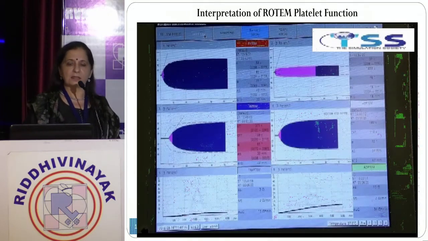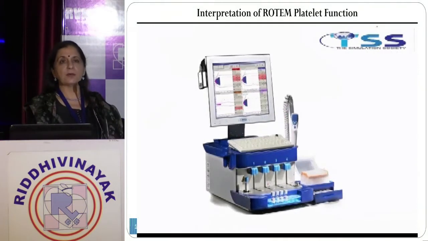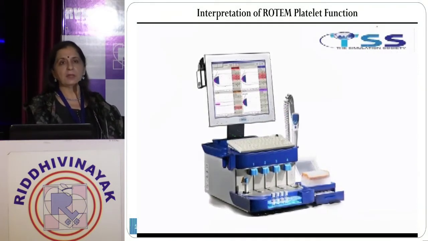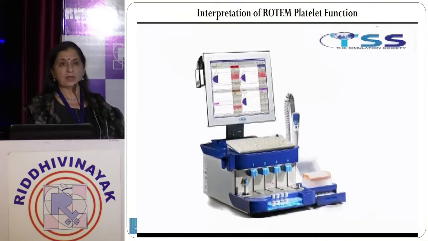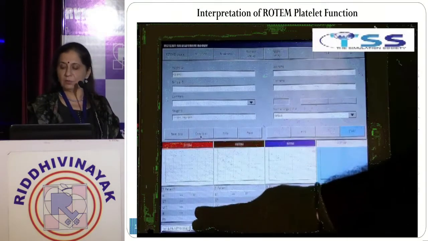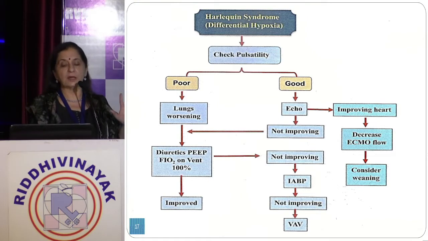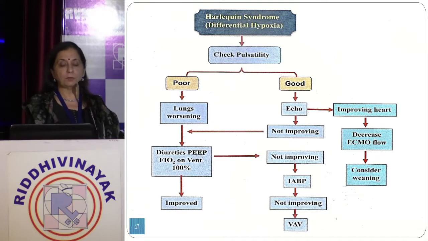Once you've given that, this was a normal EXTEM, INTEM, FIBTEM, and HEPTEM. You saw the four clots. So if they are not normal, if they are increased or decreased, we come to know what the factor is. If it is not so, first rule out your diuretics, your PEEP, that there's no pulmonary edema. You see the FiO2 on ventilation. If it was 100, you go down to 0.6.